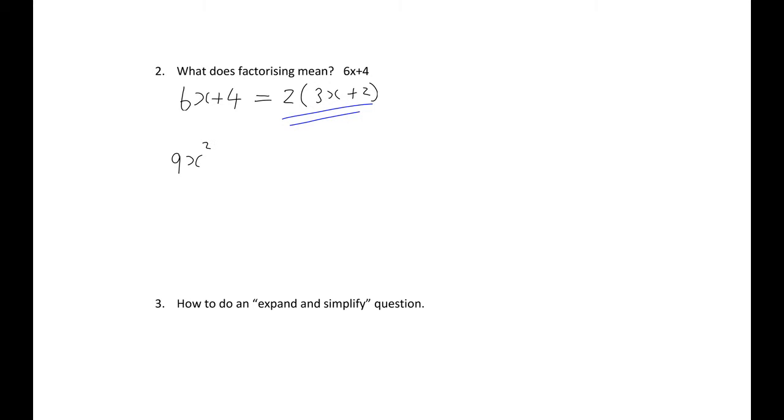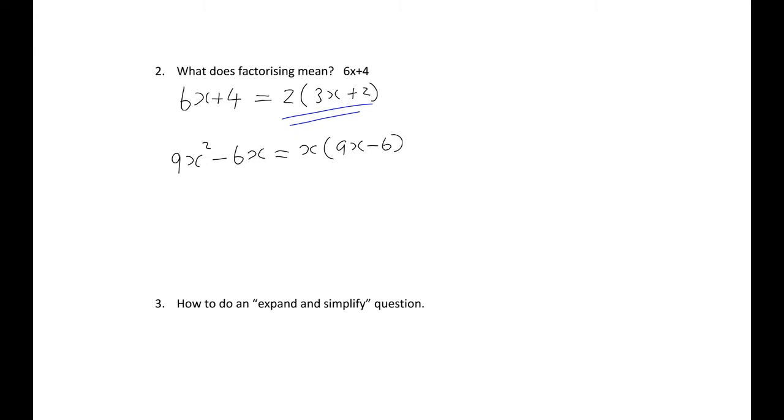9x squared minus 6x. Okay, in this case, we have 2 things we can take out. I'll show them step by step. First thing you might notice is, oh, they've both got an x in them. So you take x out, and we get x(9x - 6). And if you want to see how that works, just expand the bracket back out, and you'll get back to this. But from here, we can see they both share a factor of 3 still.